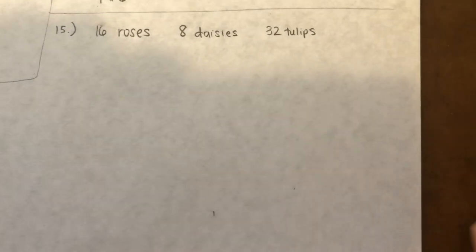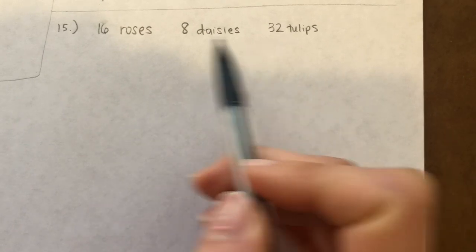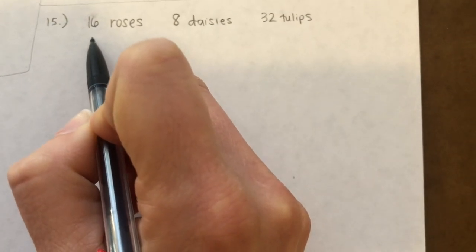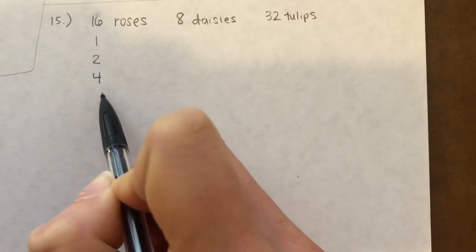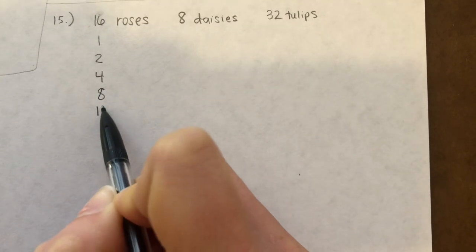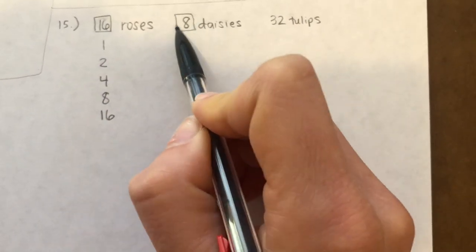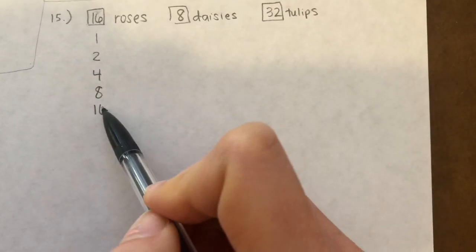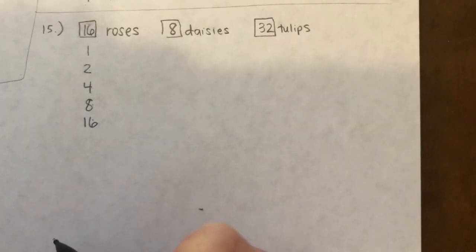So what you do here, this has to do with the greatest common factor. So all I'm going to do is list the factors of these numbers. So I'm going to start with 16. The factors are 1, 2, 4, 8, and 16. Okay, this is our starting number. I'll put a box around this so it doesn't get confusing. Okay, so 1 times 16 is 16, 2 times 8 is 16, and 4 times 4 is 16.